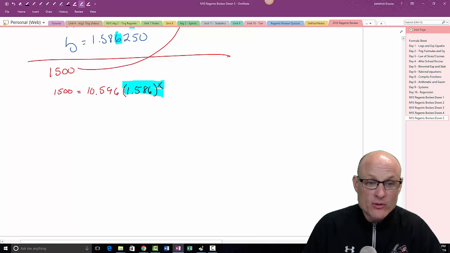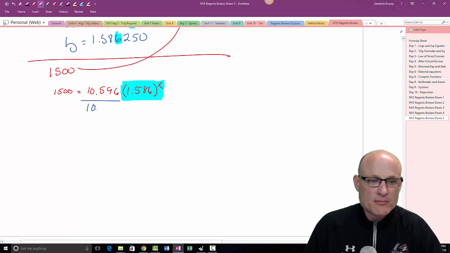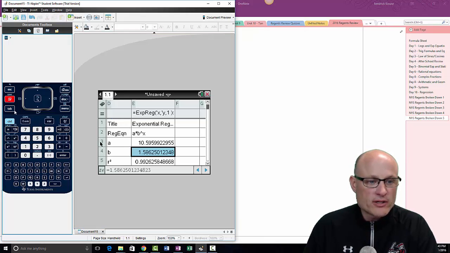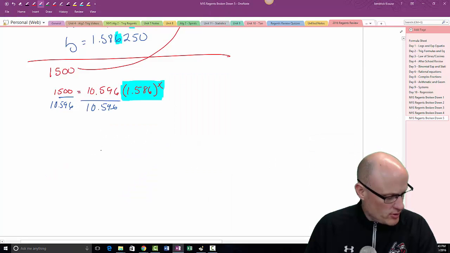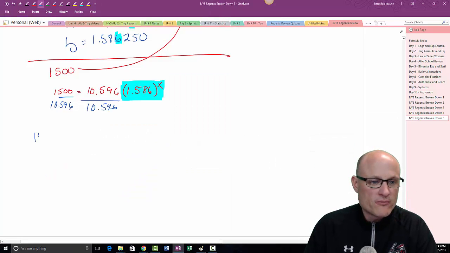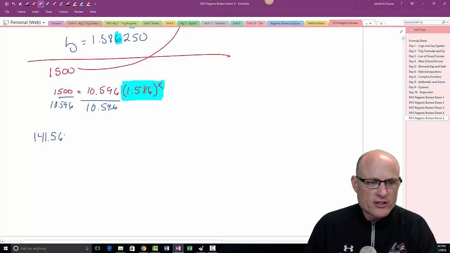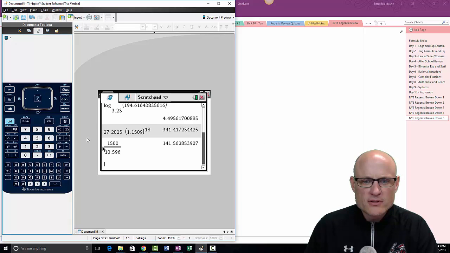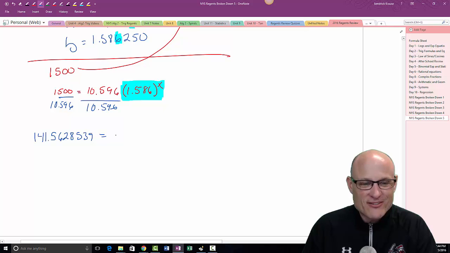You have to isolate the weird thing again. We're going to do the same problem that we did before. So divide by 10.596, divide by 10.596. So we'll come over to our calculator. We'll go into calculator mode. 1,500 divided by 10.596. 141. I changed the problem up. 141.5628539. Now don't round until the very end.